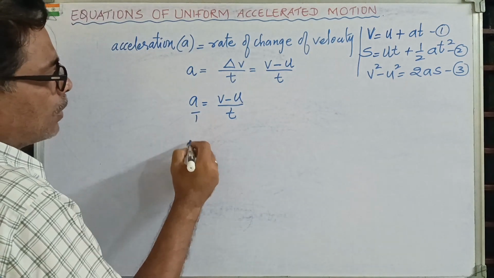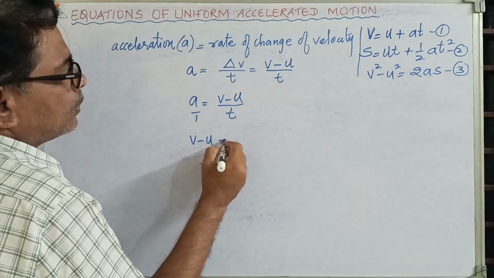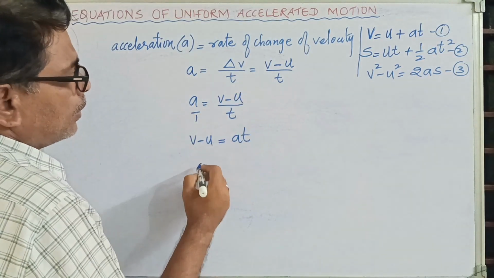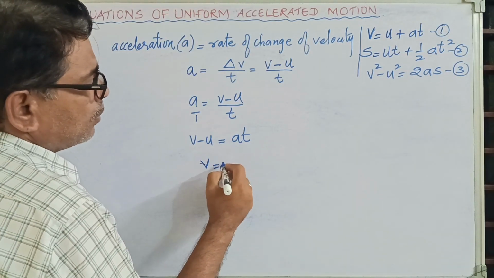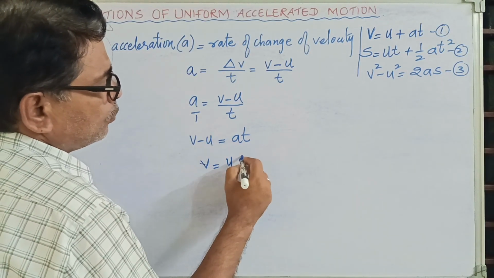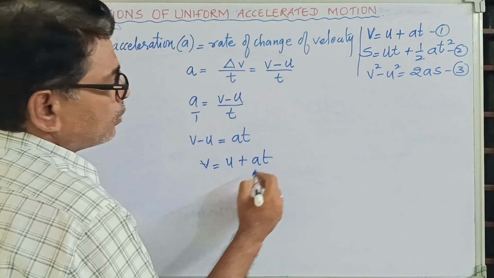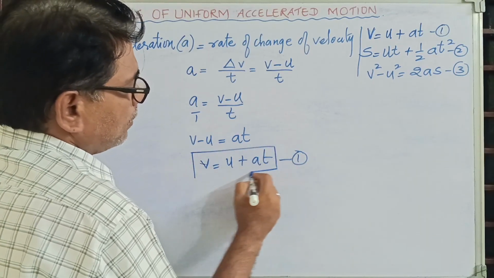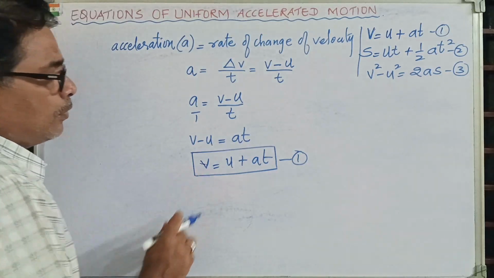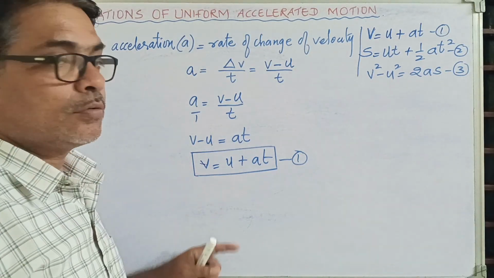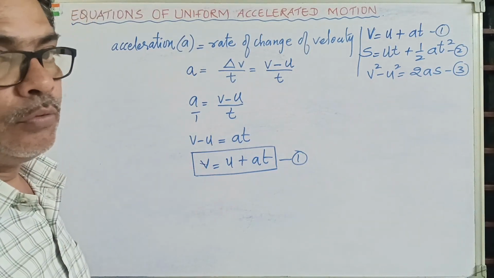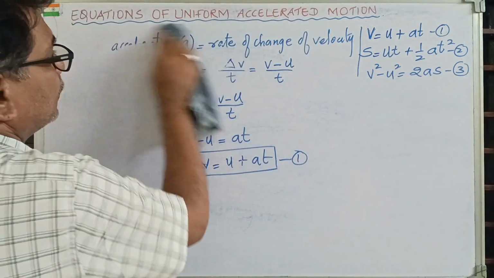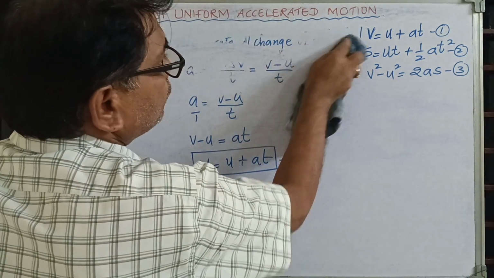So, cross multiply. v minus u is equal to at. So you cross multiplied, okay? Right. Therefore, finally, you send u to the other side: v is equal to u plus at. This is your equation 1. v is equal to u plus at. Remember, you need the help of this equation. So remember, v is equal to u plus at. Now we will see the second equation. The first equation is finished. We derived the first one.